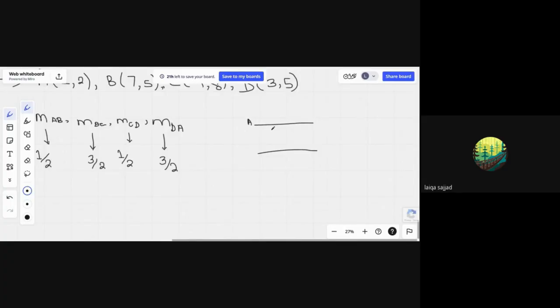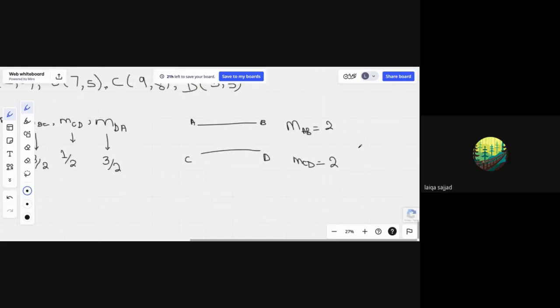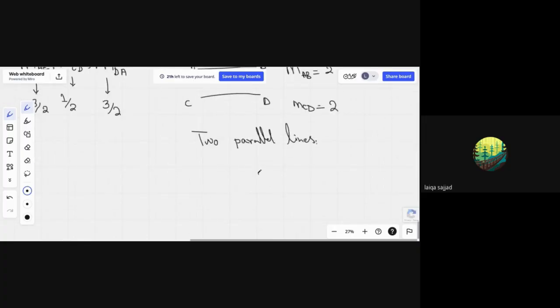So if this is line AB and this is line CD, and the slope of line AB is 2, we can see that CD is also parallel to it. So the slope of CD will also be 2. So for two parallel lines, the slopes are always the same and equal.